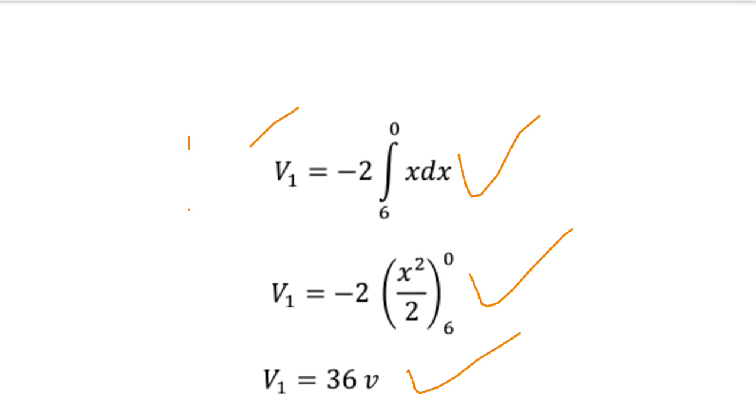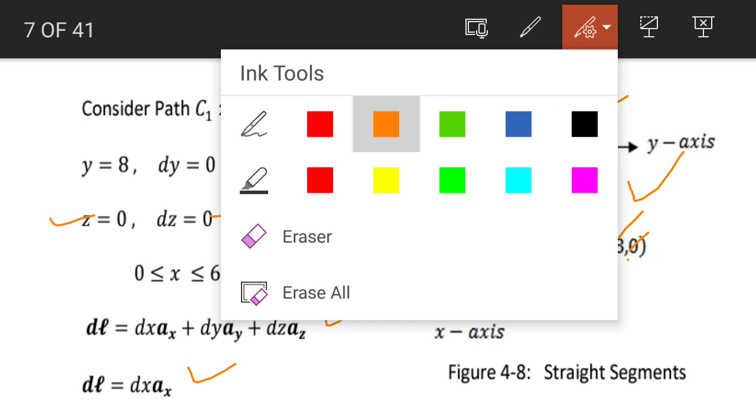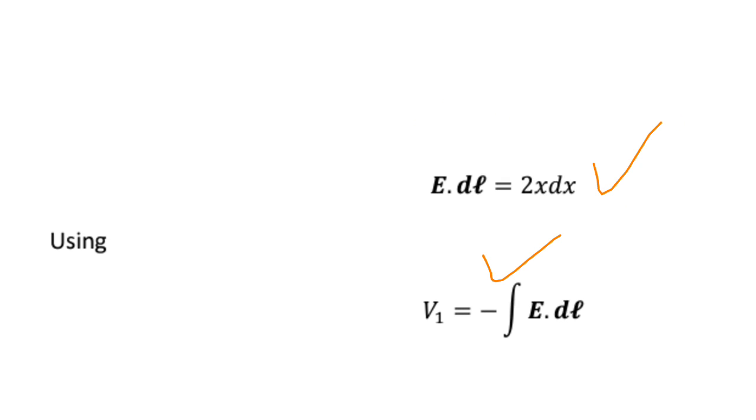Then we consider the second straight segment. Let us consider the second straight segment C2. So we consider this particular straight segment which is represented by C2. And if you consider the second straight segment, x is constant over here, which is 0. So x is 0 over here. Similarly, z is constant along this particular segment. z is 0. Only y is changing, and you see y is changing from 8 to 0. Is it clear?